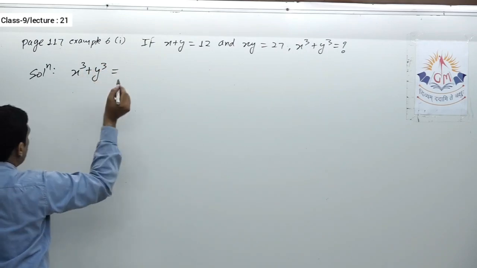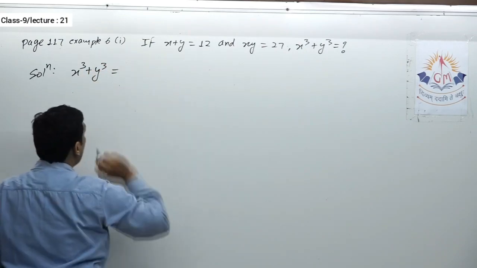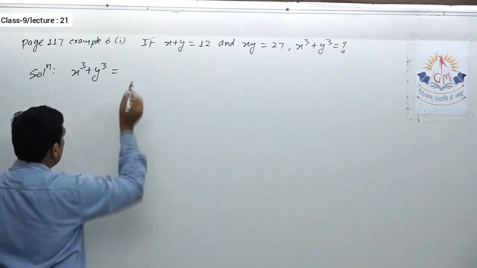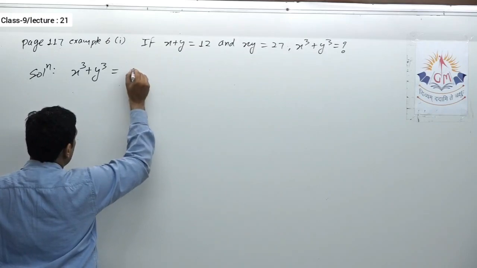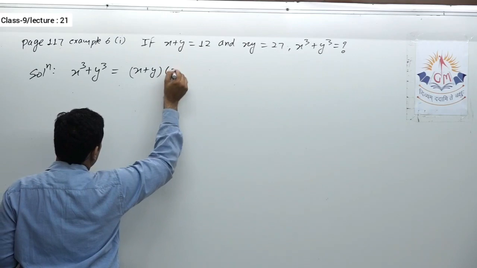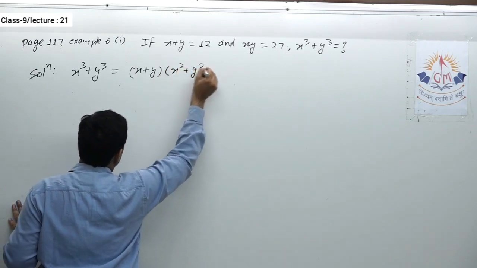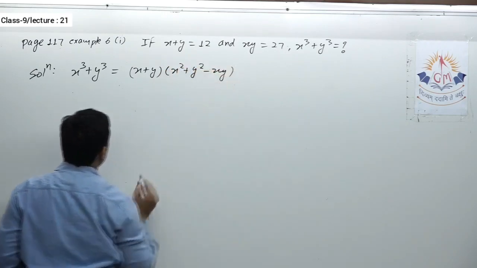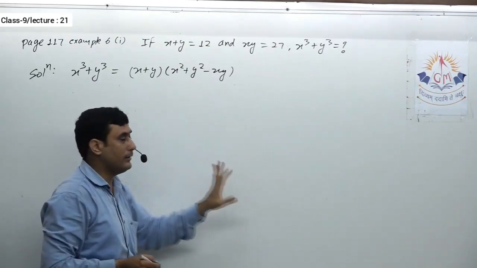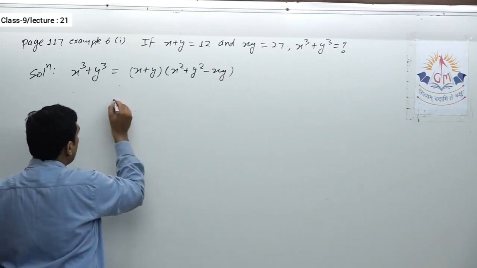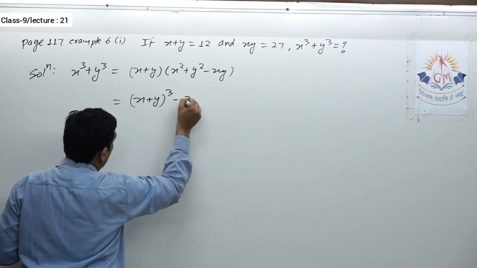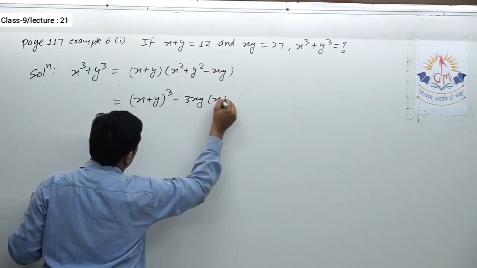So if I apply the identity of x cube plus y cube, now there are two identities. So which identity we should apply? Let us write first the very first identity that comes in my mind, that is (x + y)(x square + y square - xy). Isn't it? a cube plus b cube is (a + b)(a square + b square - ab). Now another identity that I know is (x + y) whole cube minus 3xy(x + y).